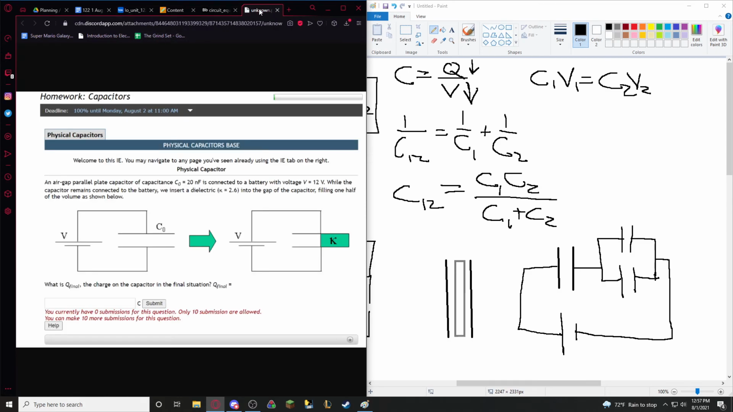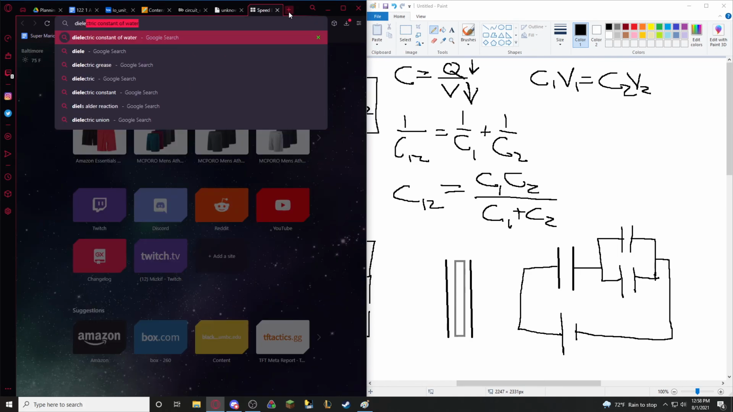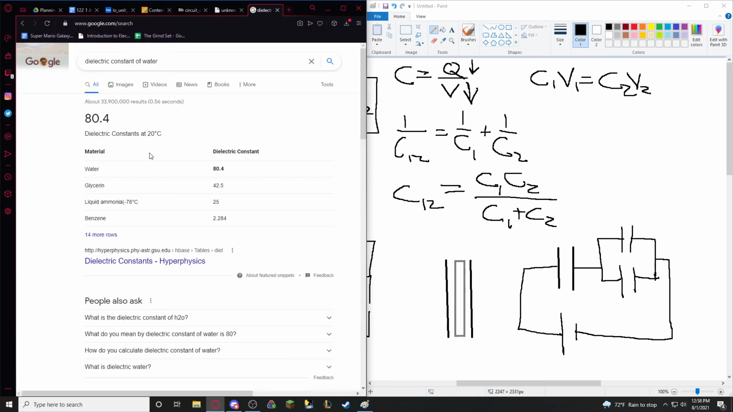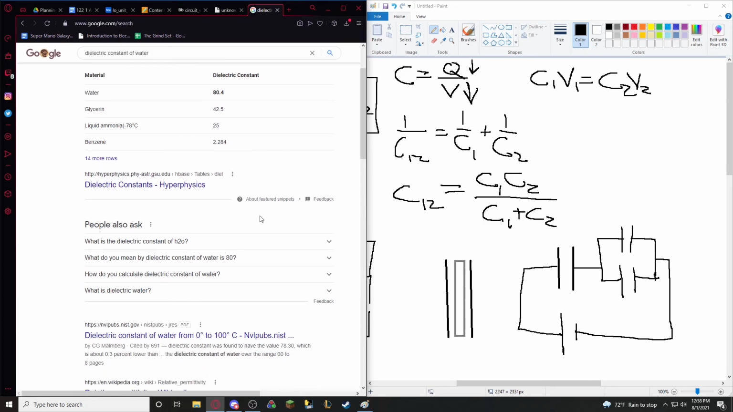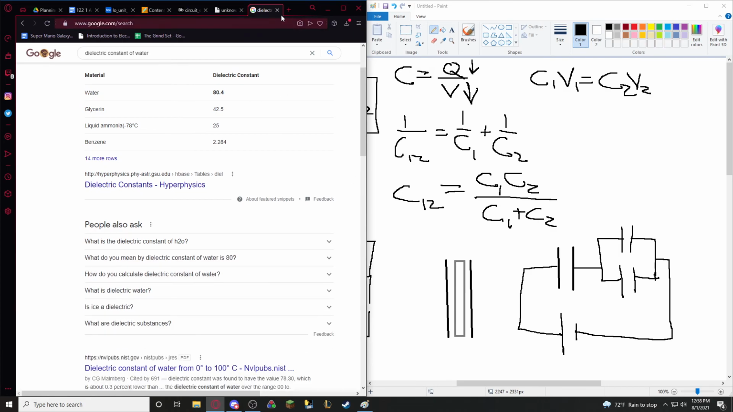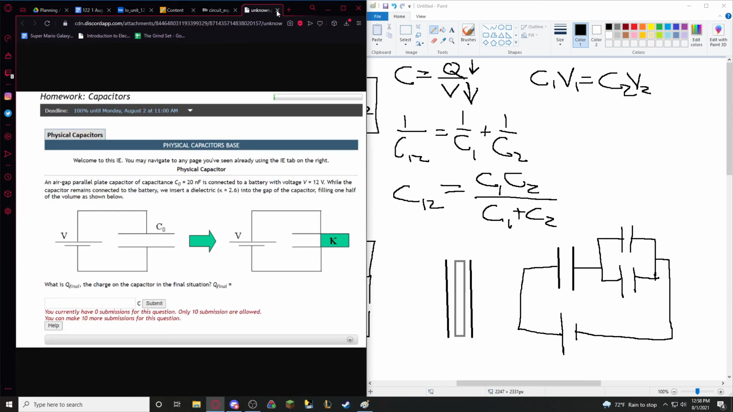The constant kappa. It's a constant based on the dielectric itself. So, for example, you can just search dielectric constant of water. It's about 80. For glycerin, it's like 42.5. For benzene, it's 2.28. Oh, okay. So yeah, it's that type of constant. All right. Yeah, it's based on the material.